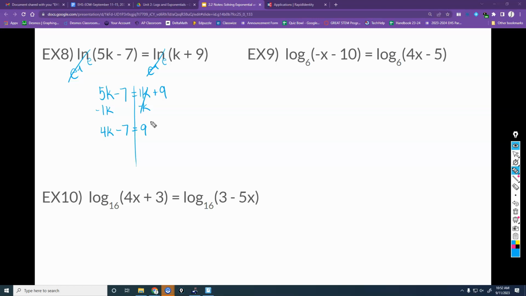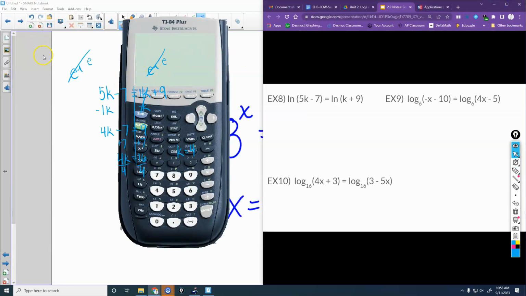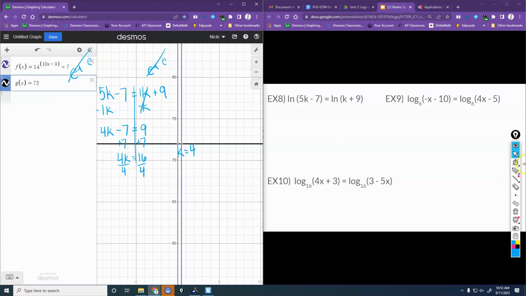And then, after I do that, Aiden, what would come next? Now I would add the 7. So 4k would equal 16. And what would be the last step, Aiden? Good. And I will get k equals 4. All right. You can plug it back in. Actually, yeah. All right, I want you to use Desmos to check on these because sometimes you run into some issues with these.